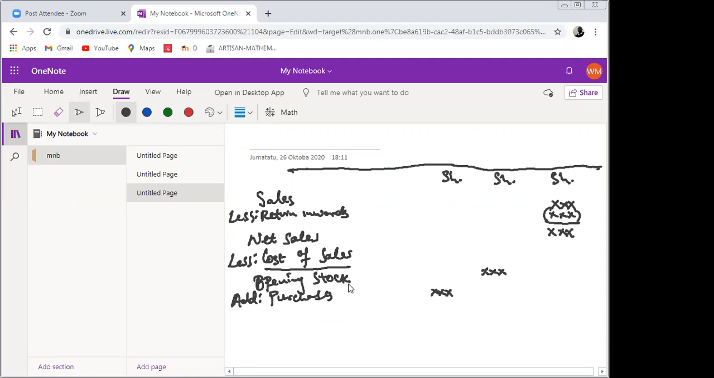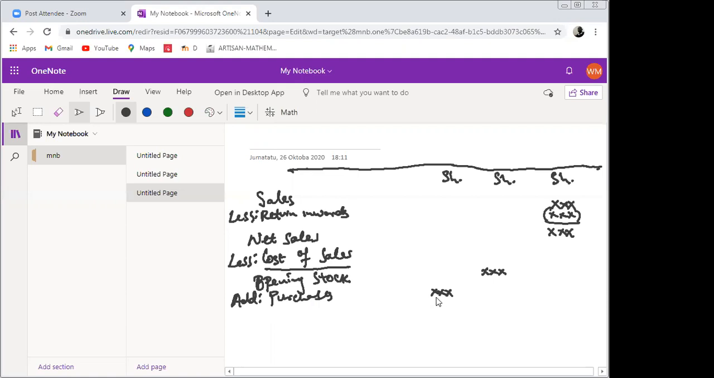So on the opening stock, we normally enter or capture the cost of the opening stock. This opening stock, they were bought at what price? So the total price is what you put here. Then you add the cost of the new stock that you bought. During the year, you will add more stock. So the new stock that you add to the business is what we are referring to as purchases.